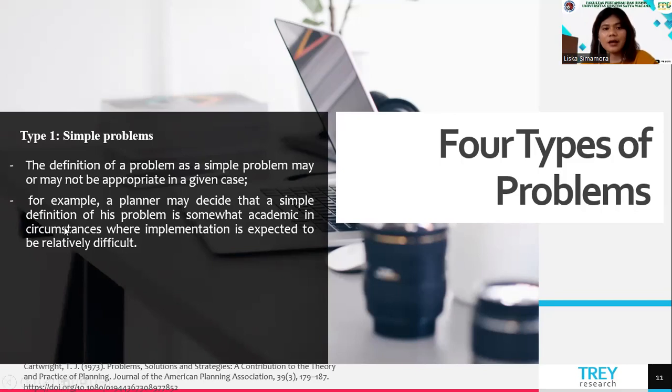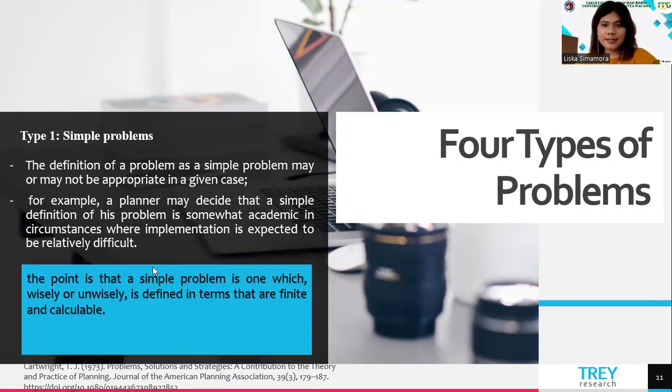For example, a planner may decide that a simple definition of his problem is somewhat academic in circumstances where implementation is expected to be relatively difficult. So the problem sounds so simple, right? But the solution for it is relatively difficult.